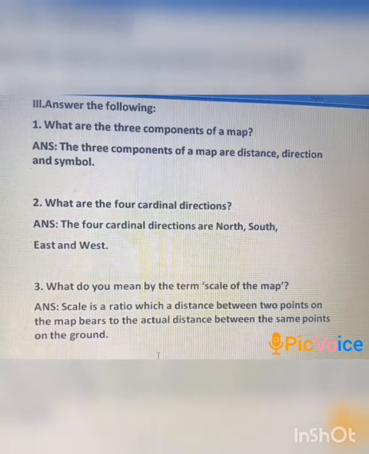Third question, what do you mean by the term scale of the map? Answer, scale is a ratio which a distance between 2 points on the map bears to the actual distance between the same points on the ground.